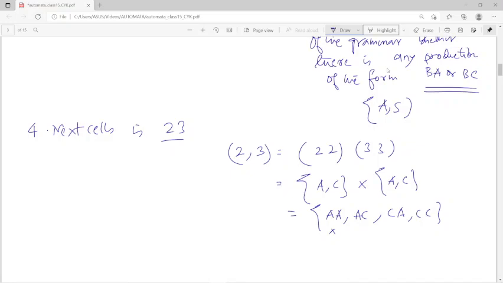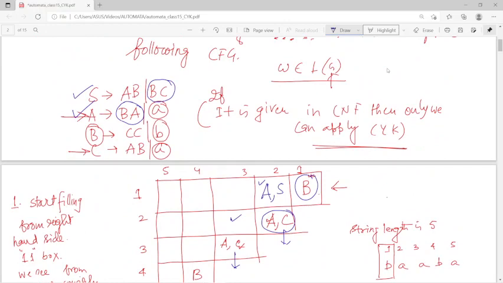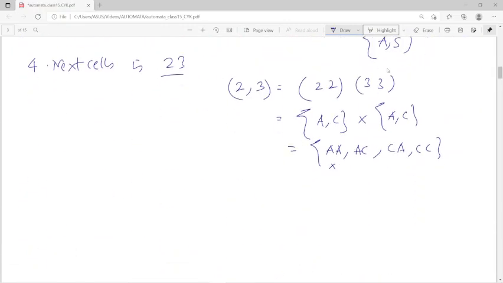So AA is not generated, and AC, CA are not there. Look at the right-hand side of the production rules: AC and CA are not there. What we need is CC, right? So AC and CA are not there, only CC is there. That should be generated from B. So in that particular case, only CC, and that is generated from B.